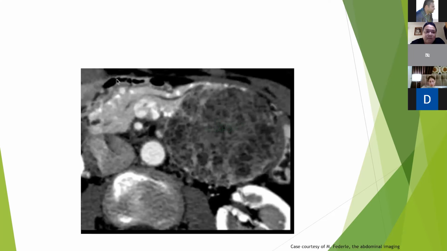Also, we see this 60-year-old woman with upper abdominal pain who has a large encapsulated cystic mass. There are multiple small cysts with thin septa. Although the lesion is very large, the lesion shows no invasive features.